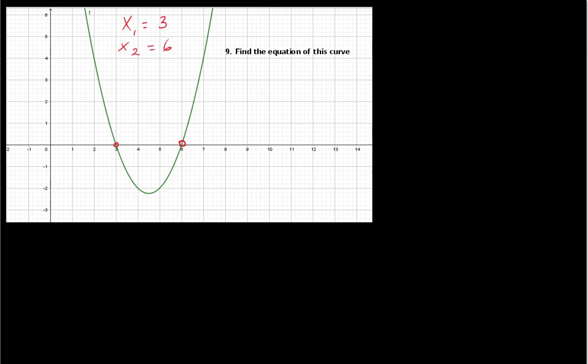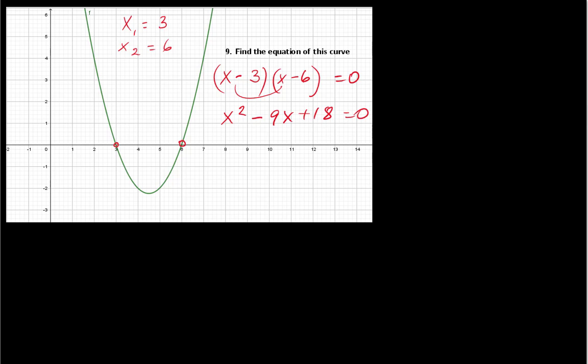But we can now know that x minus the first root 3, times x minus the second root 6, is equal to 0, represents an equation of this graph that will get it to 0 here. So if we multiply, we get x squared minus 6x minus 3x, so minus 9x plus 18 is equal to 0. And we can verify that now.